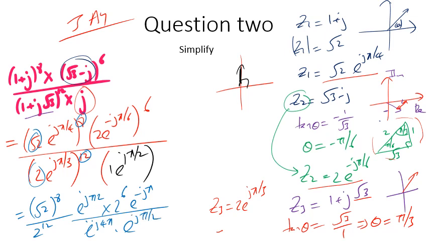Now, I'm not going to finish this question. It's pretty obvious what's going to happen. You are going to simplify the constants. And then you've got the same base. What do you do with the indices? If you're multiplying, you add. And if you're dividing, you subtract.